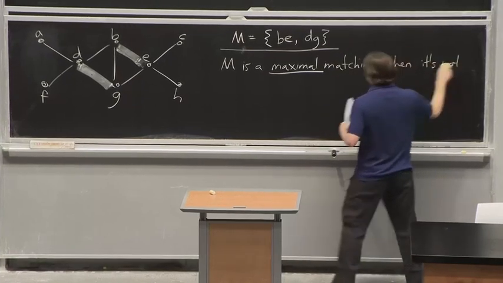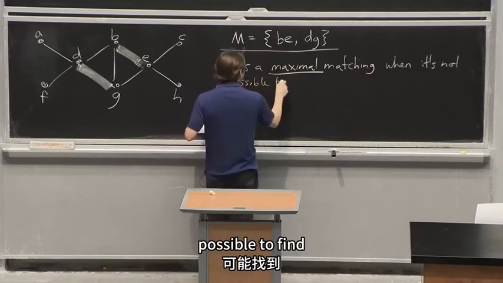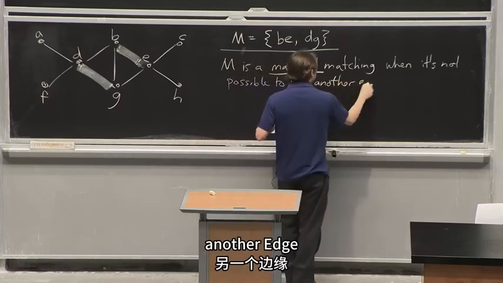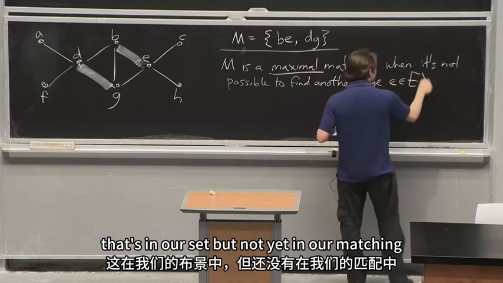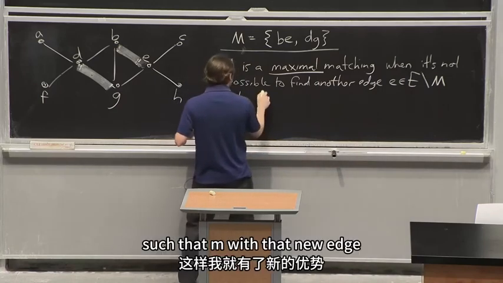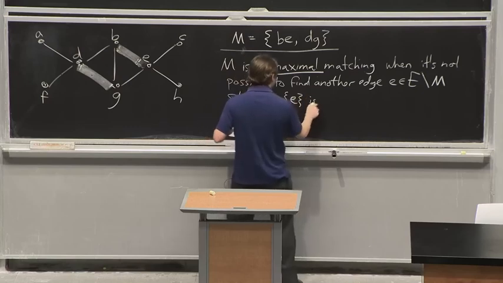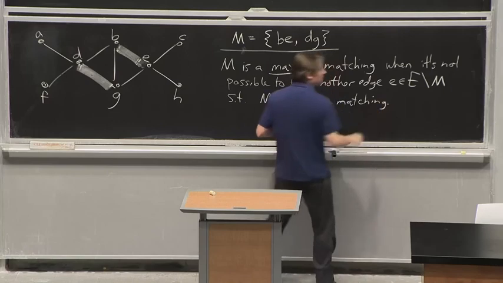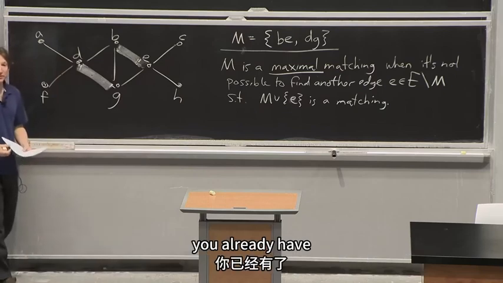When it's not possible to find another edge, E, that's in our set but not yet in our matching, such that M with that new edge is a matching. So maximal means you can't add new edges to the set of edges you already have.